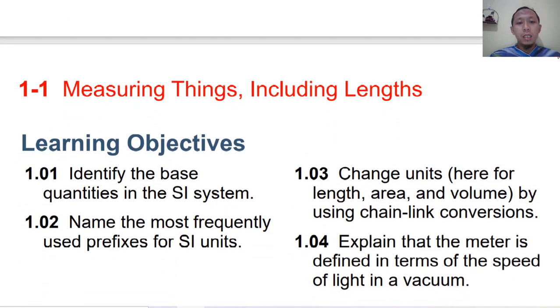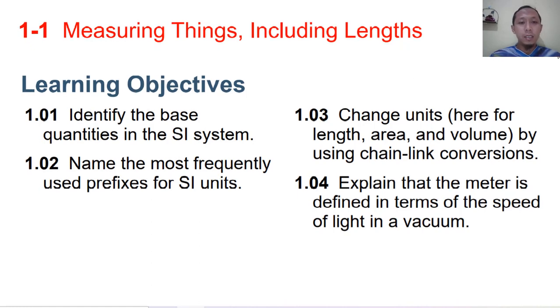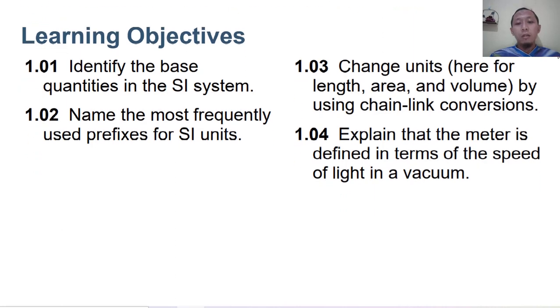So the learning objectives of this chapter are: first, how to identify the base quantities in the SI system. The SI system is the international standard system. And then the names of the most frequently used prefixes for SI units, and then how to change the units, and then explain that the meter is defined in terms of the speed of light in a vacuum. So we start.